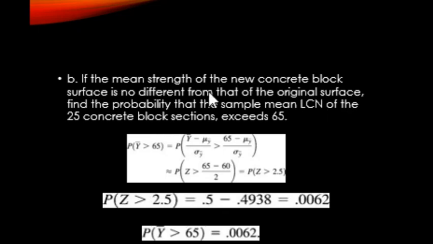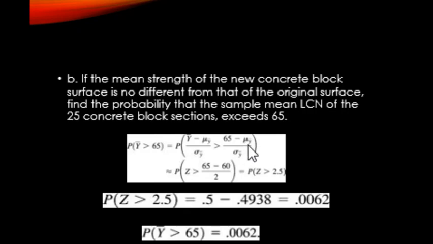If the mean strength of the new concrete block surface is no different from that of the original surface, find the probability that the sample mean LCN of the 25 concrete block sections exceeds 65. Okay, so we have the sample of size 25 and we are trying to figure out the probability that Y bar is greater than 65. See, this is different than what we did earlier. In earlier chapters, we were looking at just Y. Now we are looking at Y bar for a sample of 25.